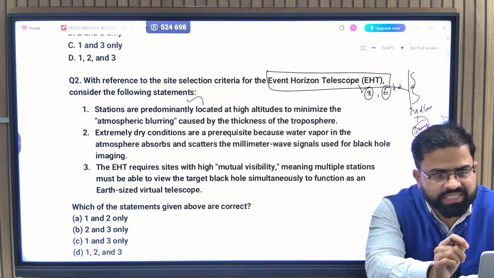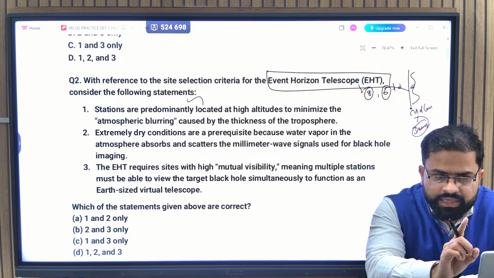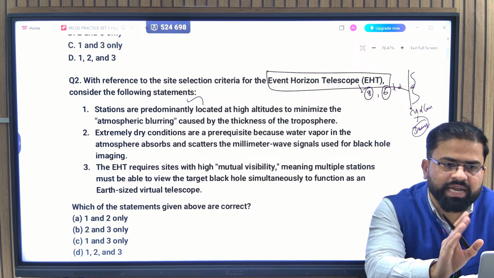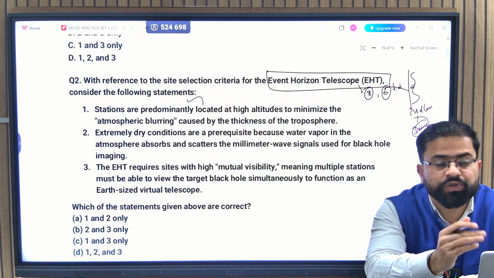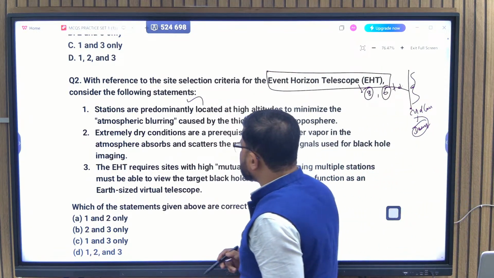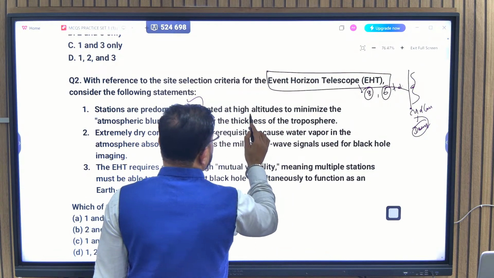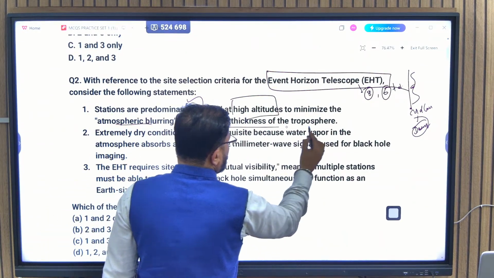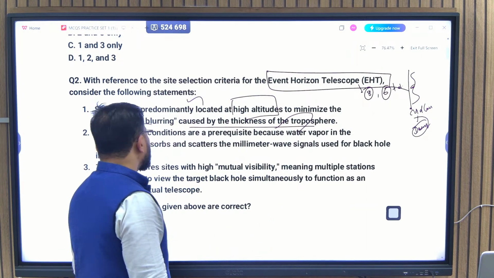And because of this, the Event Horizon Telescope stations are placed on the western parts of the continent, at higher altitude also, so that we do not have atmospheric interference. So with this, let's see if we are able to solve the question. Stations are predominantly located at higher altitudes to minimize the atmospheric blurring caused by the thickness of the troposphere. This is true.